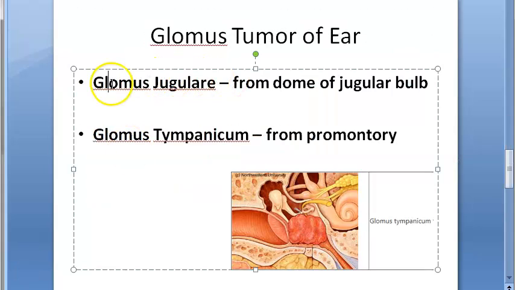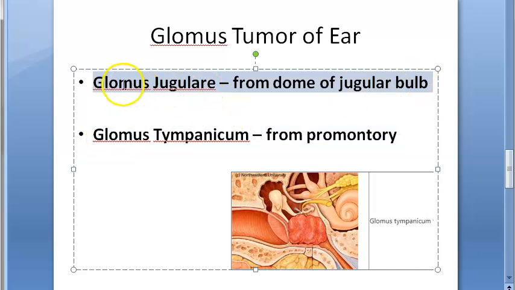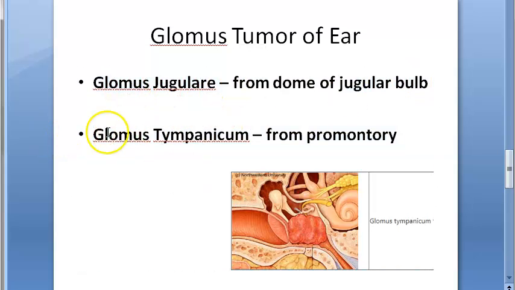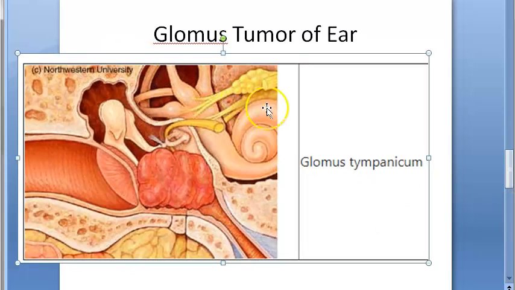So based on the location, right, you have glomus jugulare, you can say, and glomus tympanicum. If it's from the promontory, glomus tympanicum. If it's from the dome of the jugular bulb, then glomus jugulare. Two things, right? You have seen two locations of glomus bodies in the ear. So two types of glomus tumor of the ear. So what is glomus tumor? So how will you define it?